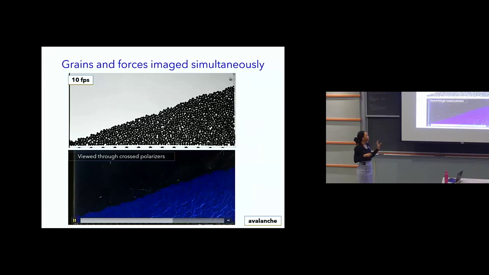We call those force chains. And we can observe the grains that are experiencing the strongest forces as constituents of those force chains in the granular system. So we can track the changes to the force network. Simultaneously, we're tracking the changes in positions as the grains creep and flow.